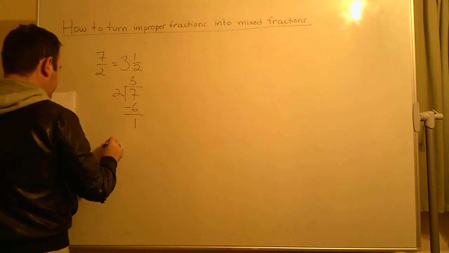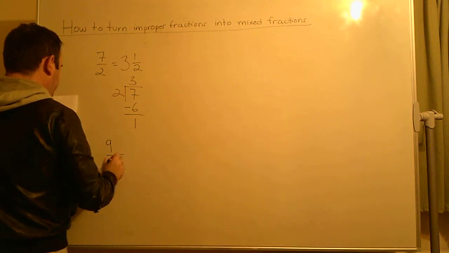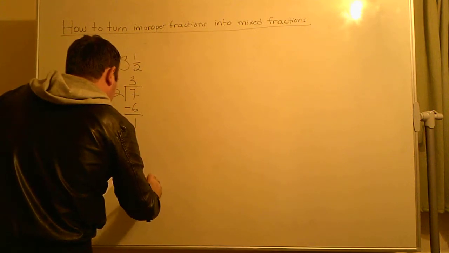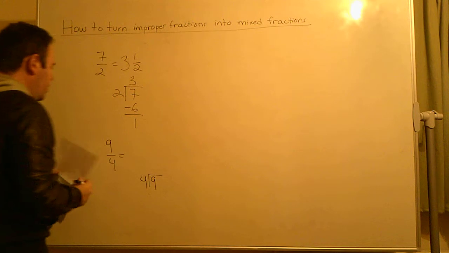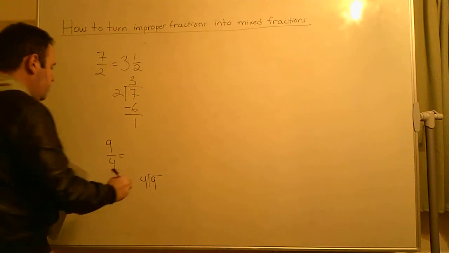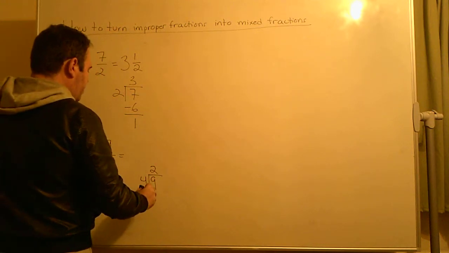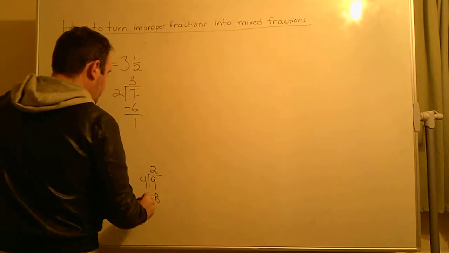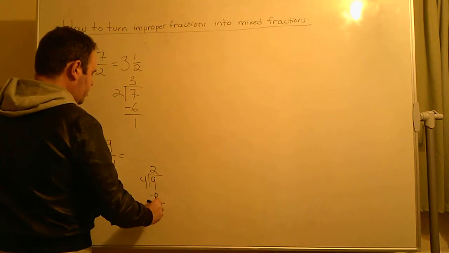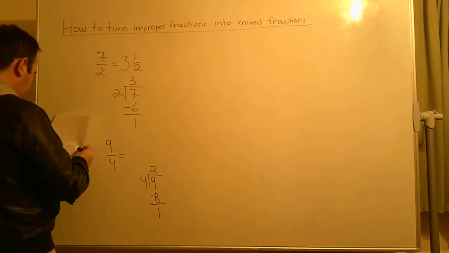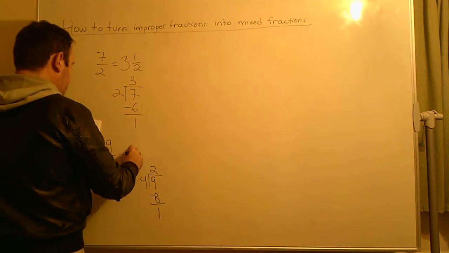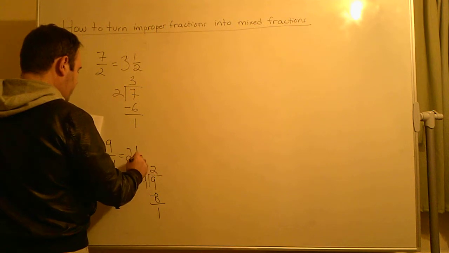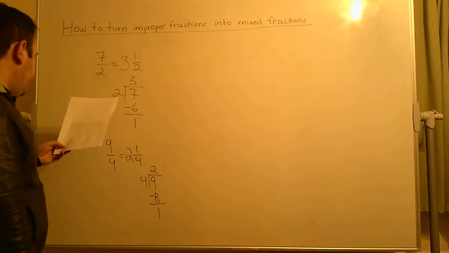Another one. 9/4. Again, we take 9 here divided by 4. How many times does 4 go into 9? 2. 2 times 4, 8. So we write it down like minus here, and then 9 minus 8, 1. So the result will be 2. We take this 2 here, then we take the remainder, which is 1, divided by 4.